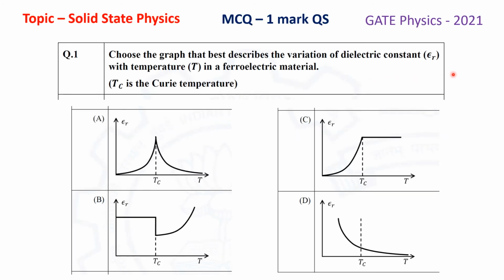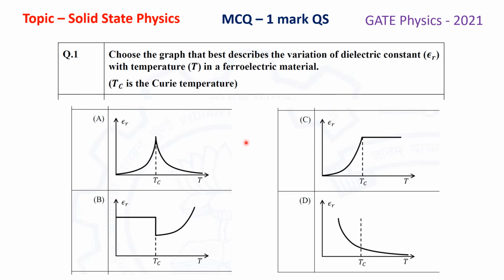This question was asked in the GATE Physics paper 2021. This is an MCQ type 1 mark question, and this question is from the topic solid state physics, specifically from the chapter dielectric properties of material. The question is, choose the graph that best describes the variation of dielectric constant epsilon r with temperature capital T in a ferroelectric material, where Tc is the Curie temperature.